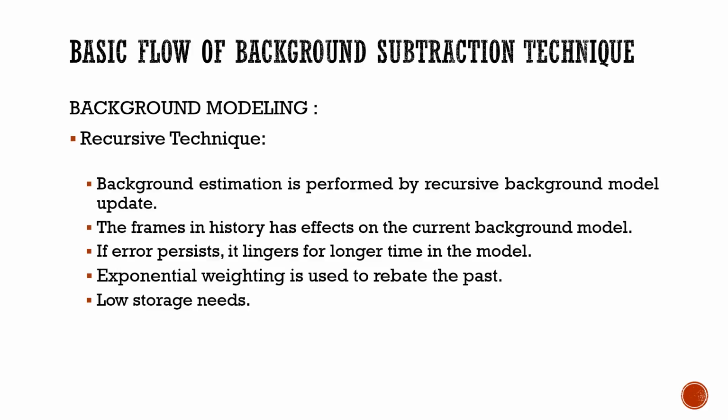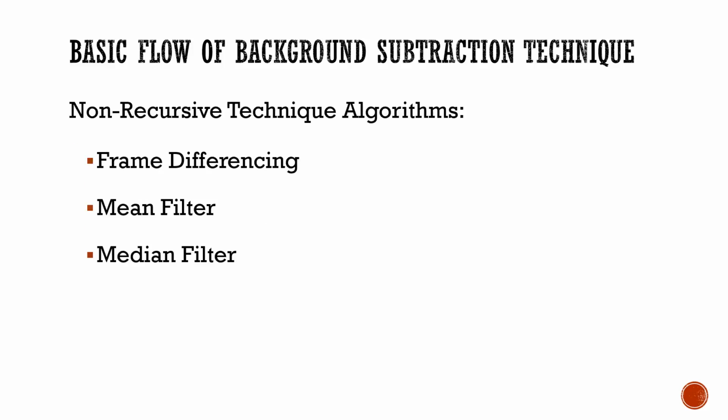Generally, exponential weighting is used to discount the past and use only positive feedback for performing updating using only the background pixels. These are some of the non-recursive techniques: frame differencing, mean filter and median filter.